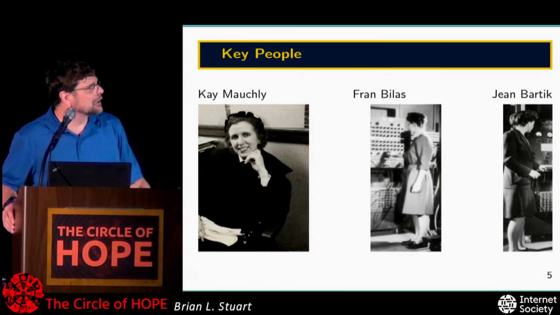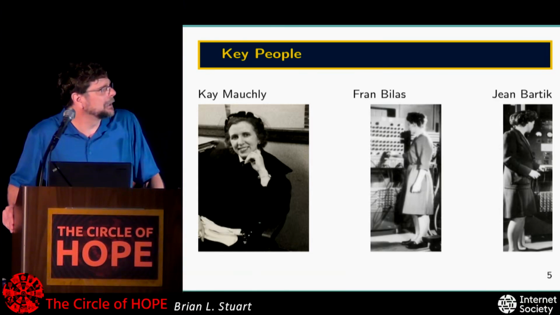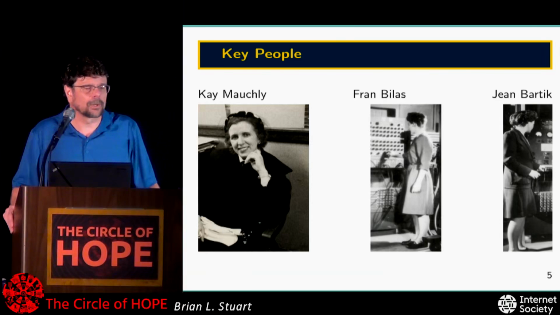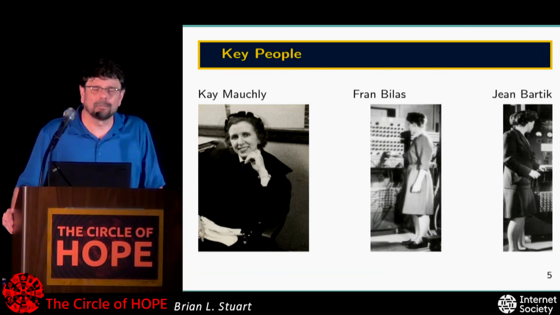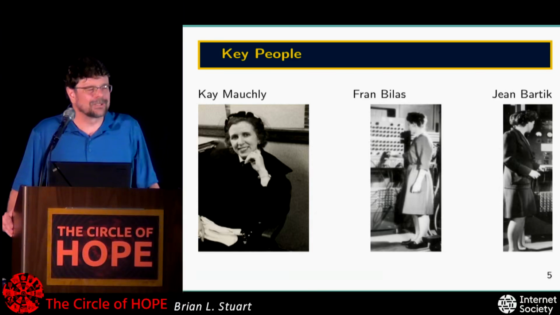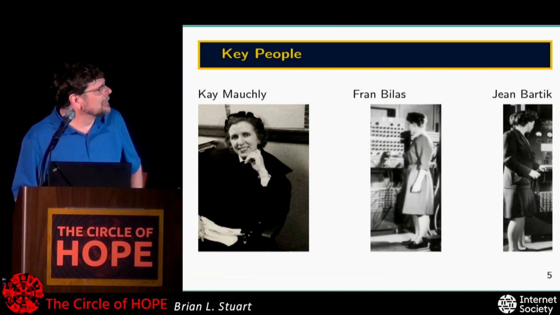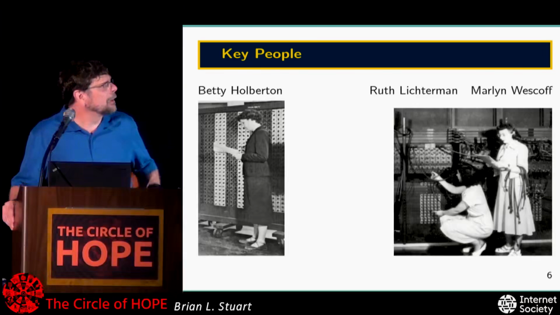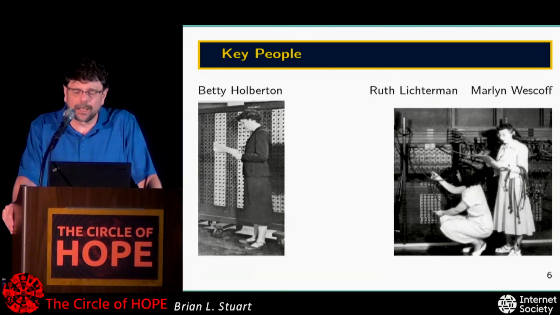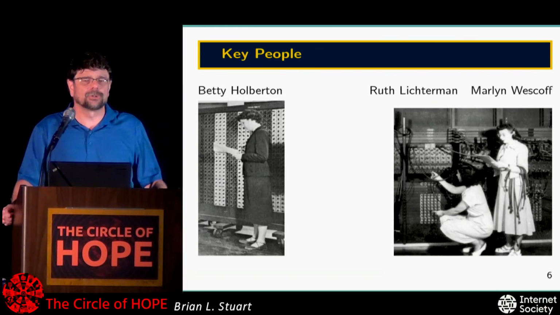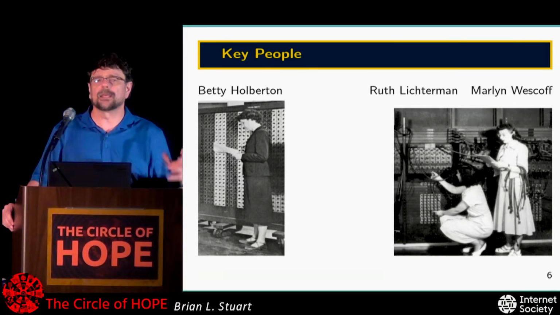Now, the first 3 here, Kay Mauchly, Fran Bilas, and Jean Bartik. These, by the way, are their married names. Most of the time they were working on the ENIAC, they had maiden names. Kay Mauchly, you might recognize the Mauchly name. The reason is that she did marry John Mauchly. The next 3, Betty Holberton, Ruth Lichterman, and Marilyn Wescoff, these 6 are often referred to as the ENIAC programmers, or the ENIAC 6.